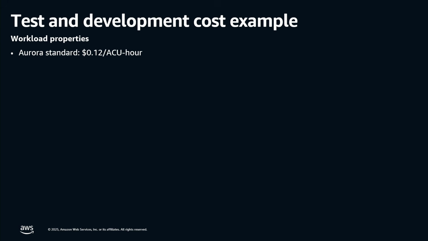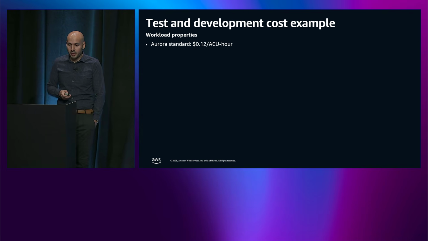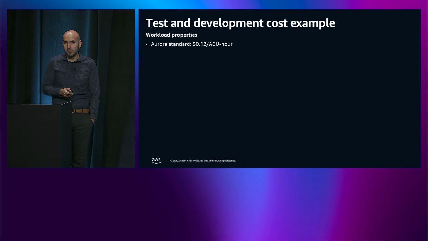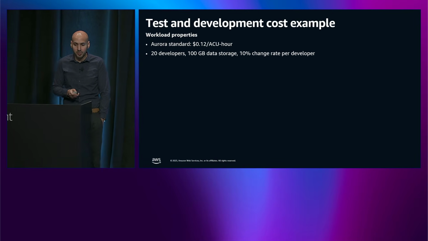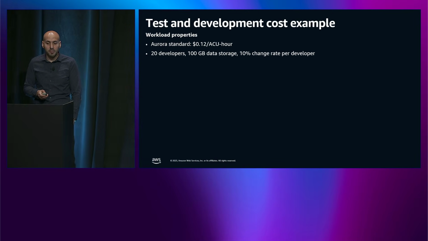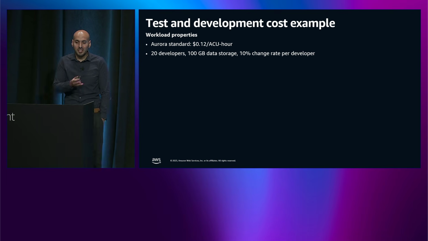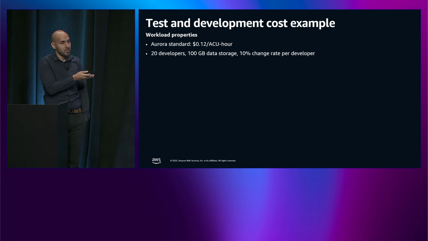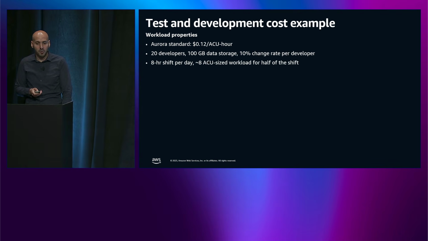So we'll follow the same example with serverless and clones, and you can see that both work with Aurora Standard storage and Aurora I/O-Optimized. There is no limitation from that perspective. The team of 20 DBAs or 20 developers use the same 100 gigabytes of storage, and you can see that there is a 10% change rate per developer, similar to what we discussed before.